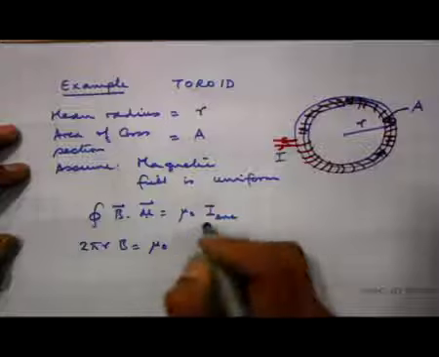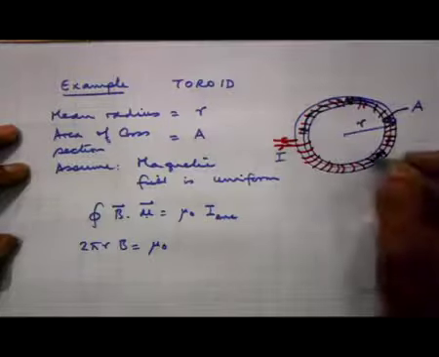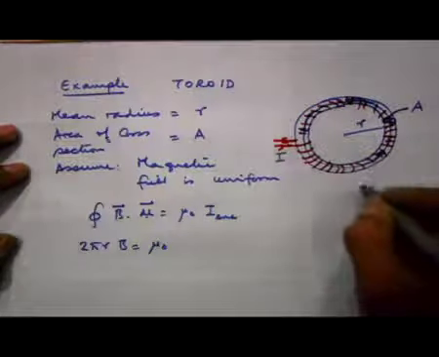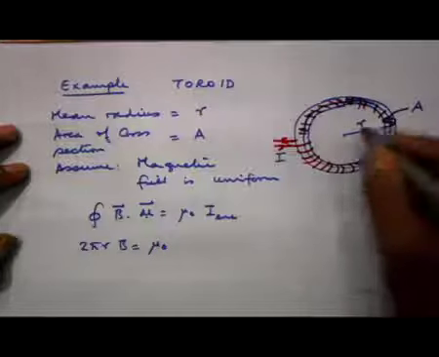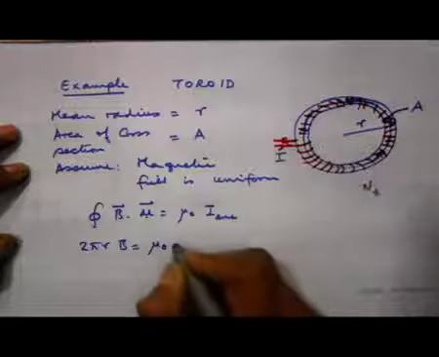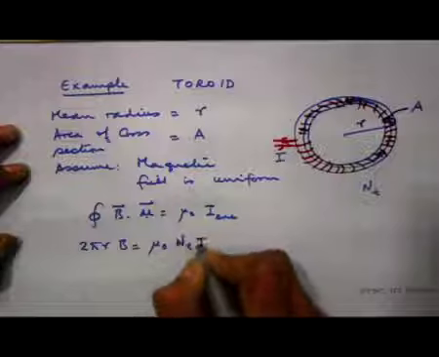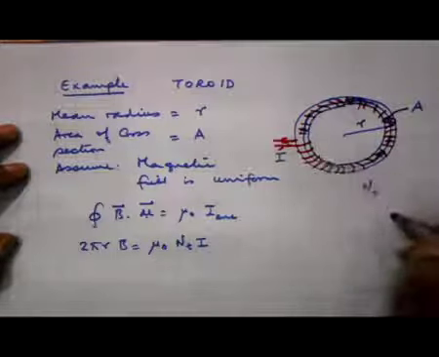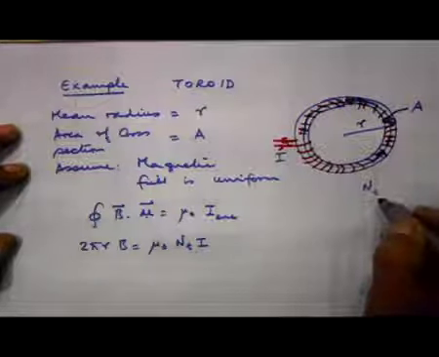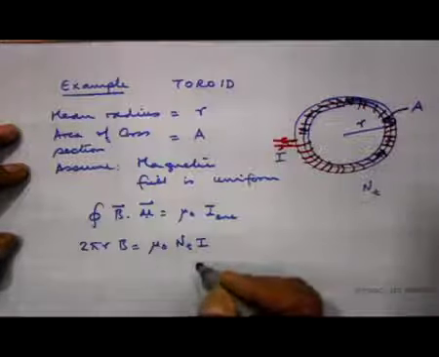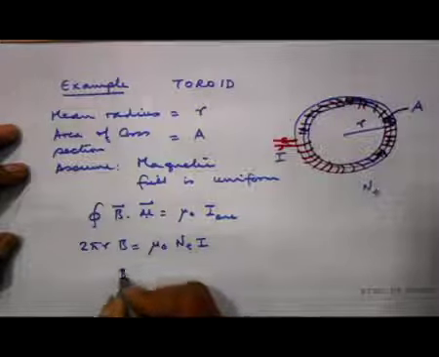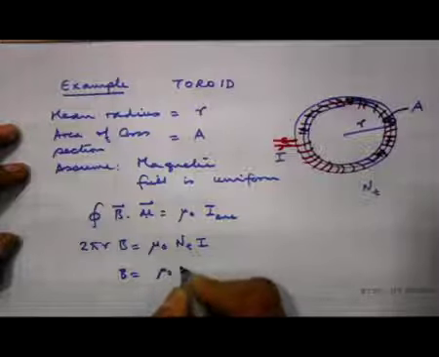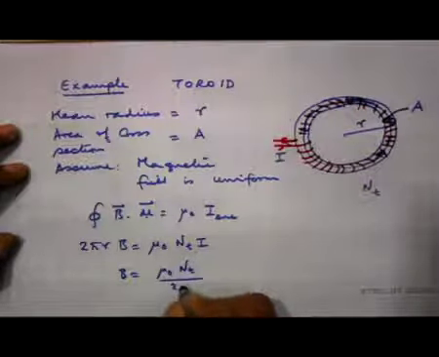Now, what is I enclosed? Remember, if the total number of turns is nt, there are nt turns in this toroid, then the total current enclosed is nt times I. So, each of these loops encloses a current I. There are nt such loops, total number of loops. So, the total current enclosed is nt times I. So, magnetic field is equal to mu naught nt by 2 pi r into I.